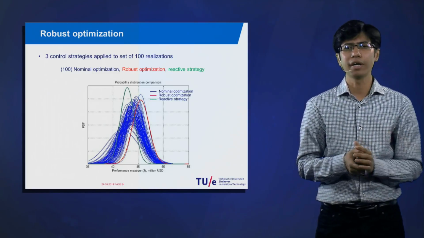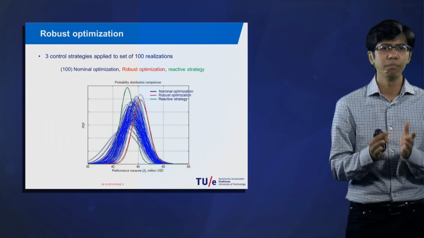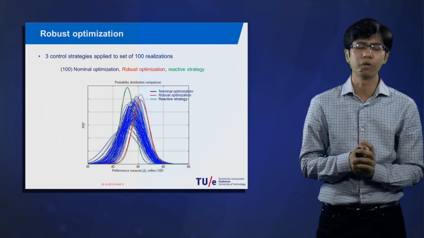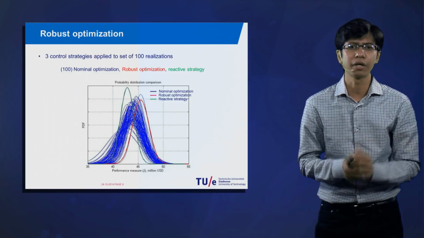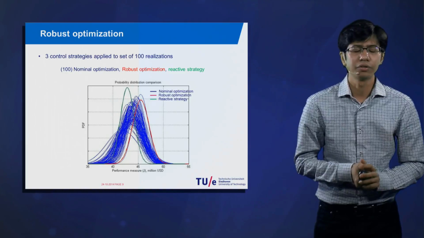I did similarly with the reactive strategy, which can be seen in the green curve. The 100 blue curves are the 100 nominal strategies that I obtained from each model. Then I applied each strategy to the whole ensemble, and I obtained 100 times 100 NPV points, and I drew 100 probability distribution curves from them.